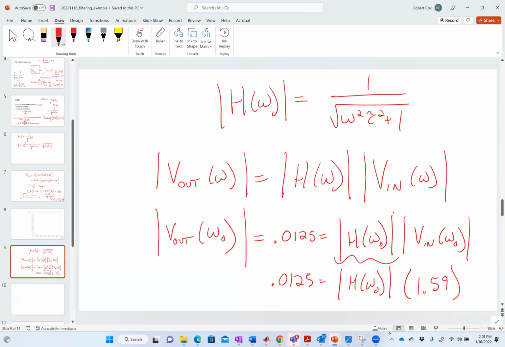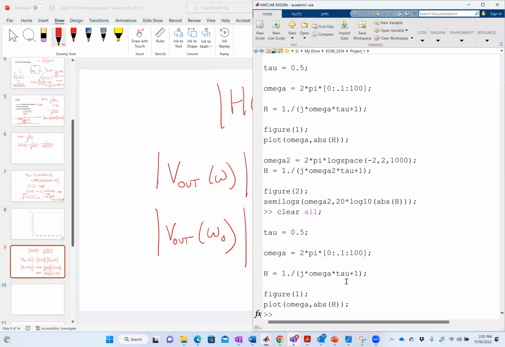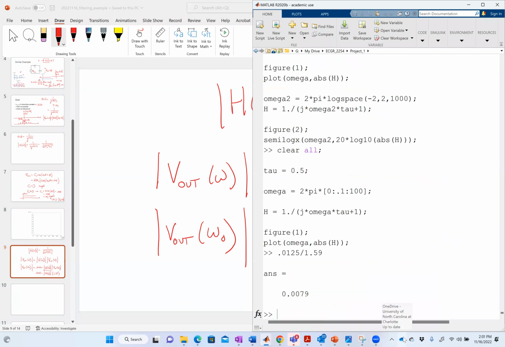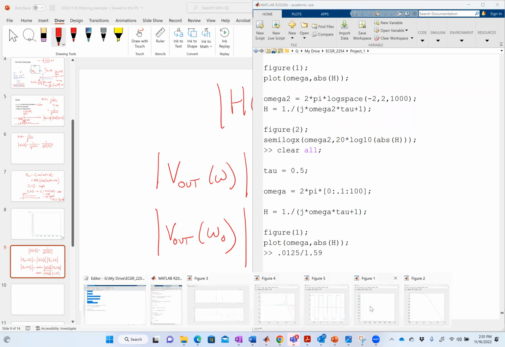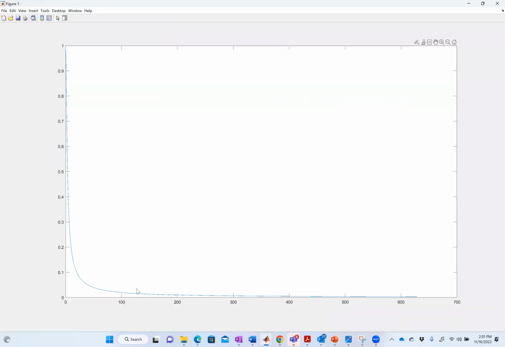So if I do that math, 0.0125 divided by 1.59, the magnitude needs to be 0.0079. So what would I do with that? Well, what I would do with that is I would go to the graph here, right? And what would I do? I'd find where the magnitude is equal to 0.0079. That is the frequency that the omega naught should be at, right?